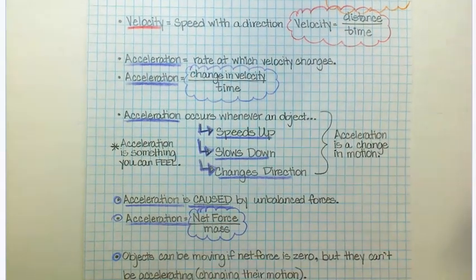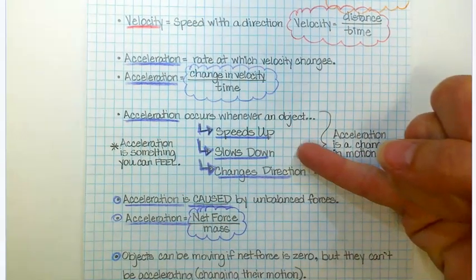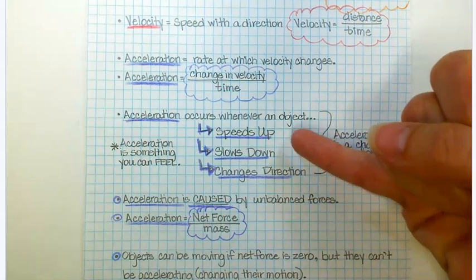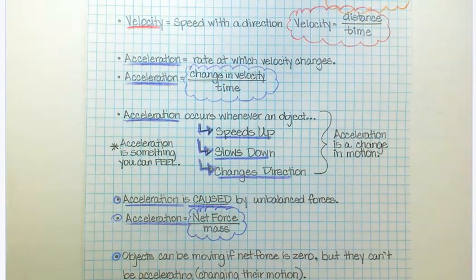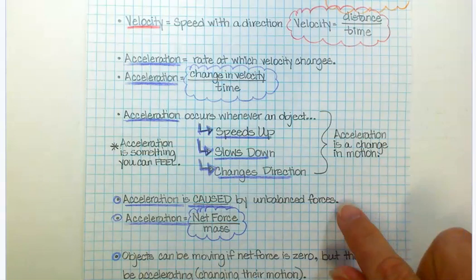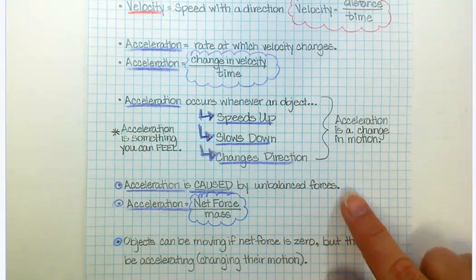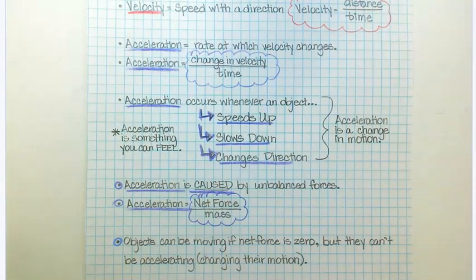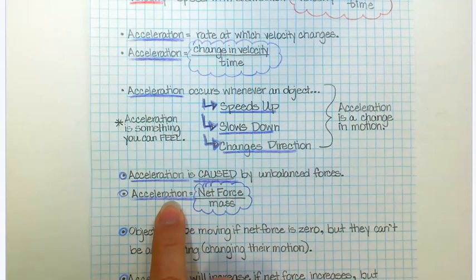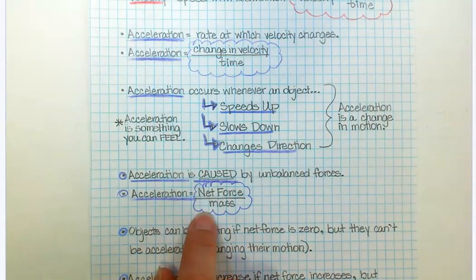I want to remind you one more time, acceleration is something you can feel when an object speeds up, slows down, or changes direction. Acceleration is caused by unbalanced forces. So if there aren't any unbalanced forces, then there's no acceleration. There can still be movement, but an object's not accelerating. Acceleration is net force divided by mass. To know acceleration, you've got to have net force and mass.